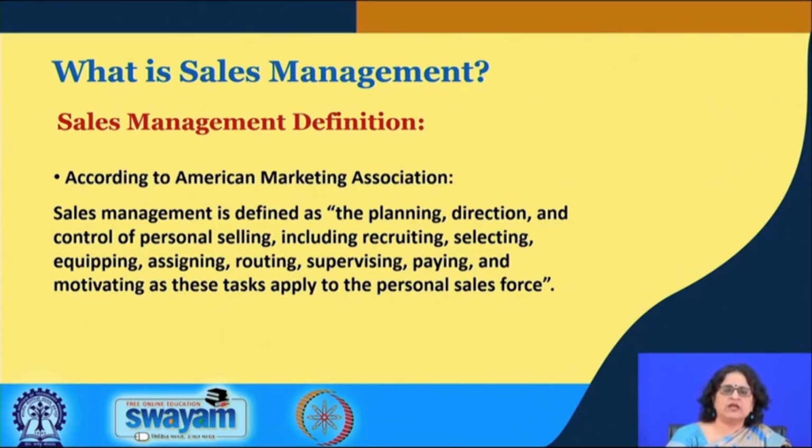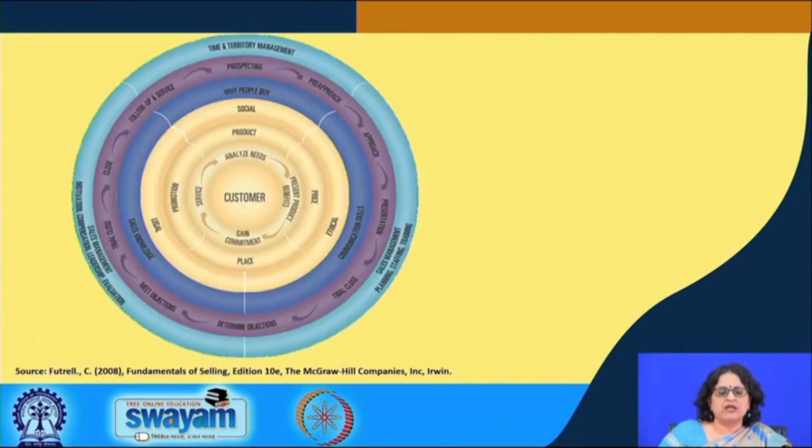Okay, so here again if we define, we would say it is the planning, direction and control of the personal selling, including recruiting, selecting, equipping, assigning, routing, supervising, paying and motivating as these tasks apply to the personal sales force. Now if we look at this figure here, as I told a little while earlier, from the pre-1950s to the post-1950s era, importance gradually began being given to the customer.